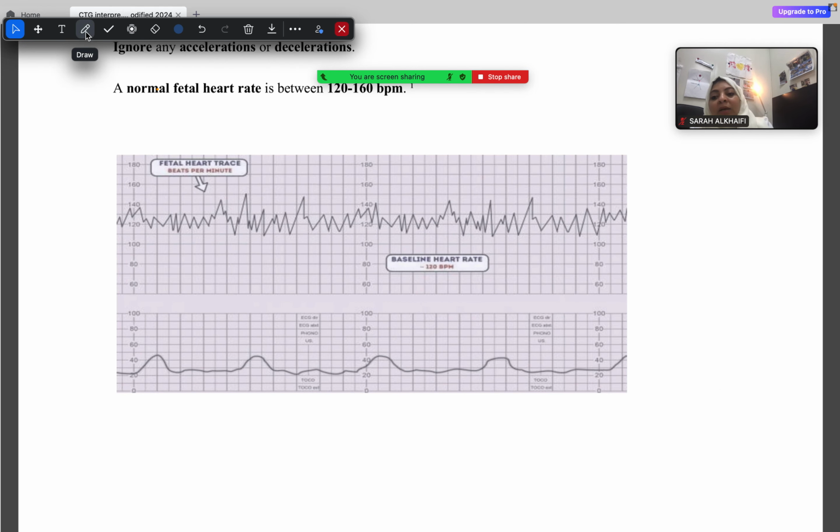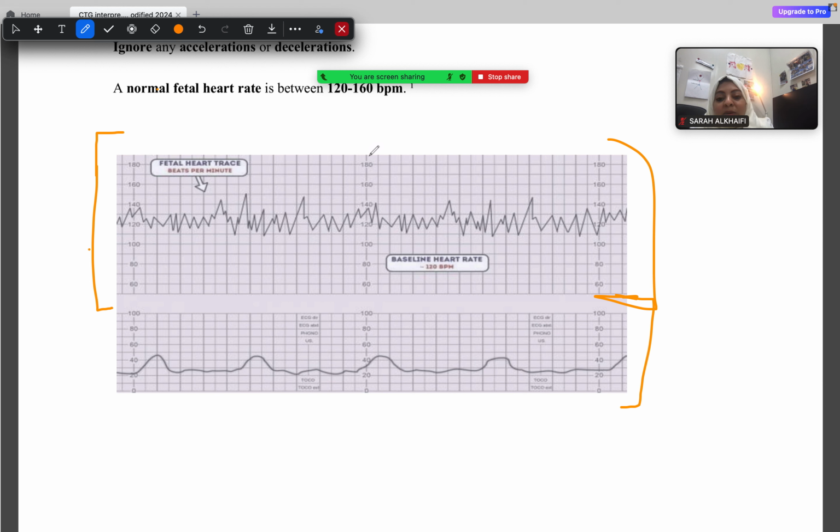So in the trace here, we have this part. This part is for the fetal heart monitoring, and the lower segment is for the uterine contraction activity. We're going to focus today only on the upper segment, which is for the fetal heart rate. As you can see here, you have many squares and numbers. So what does that mean?